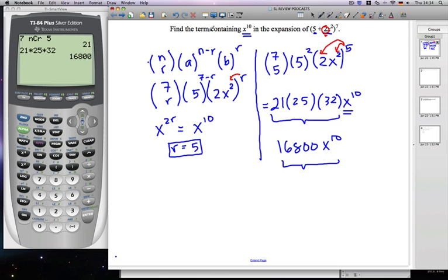Now make sure that you're answering the question. Sometimes there's basically 2 different types of questions for binomial. They ask you for the coefficient, and they ask you for the term, and we're leaving the term. And if they ask you the coefficient, you just have to leave 16,800. Anything else, Mr. Curvis? No, that's good. That's everything that is asked around the binomial theorem.